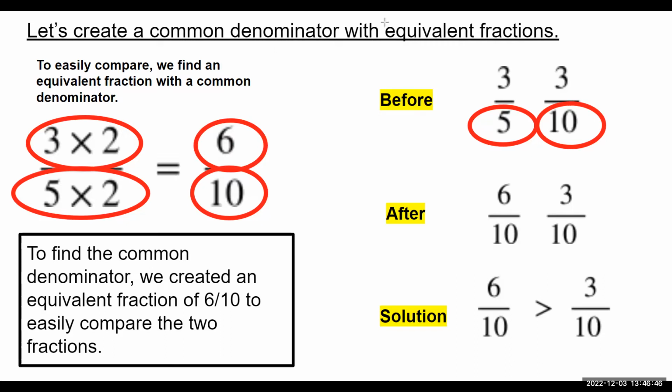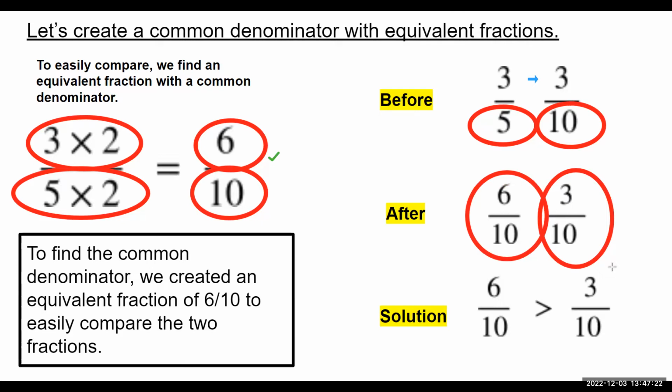Now that we found an equivalent fraction, we can take this equivalent fraction and compare it to our original fraction, which was 3/10. So now we have two fractions that have a common denominator. We have 6/10 and we have 3/10. That makes it easier for us to compare because the denominators are referring to the same whole. They have the same denominator.